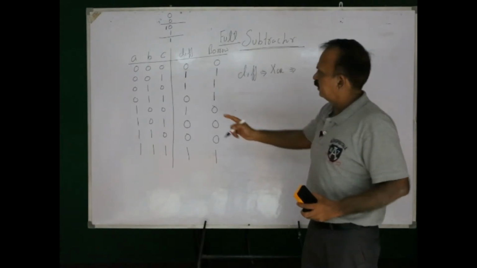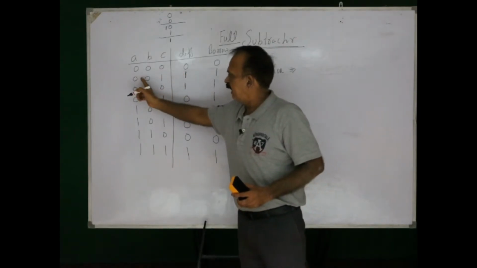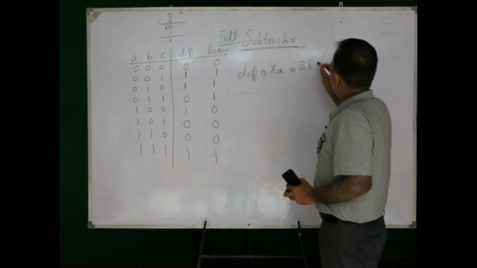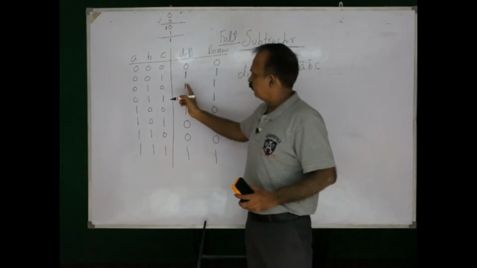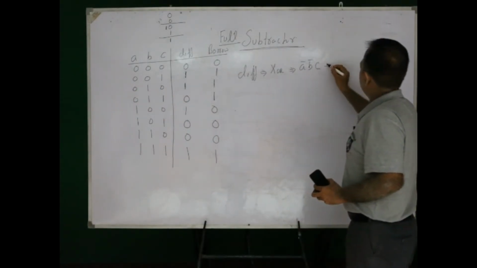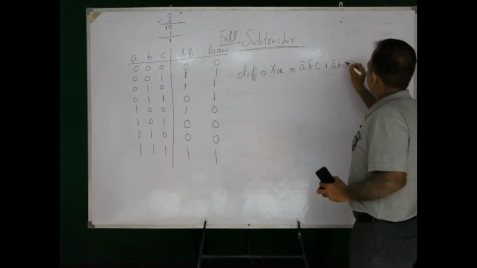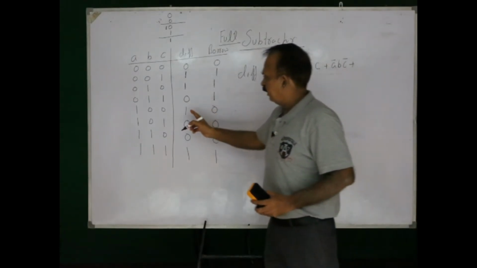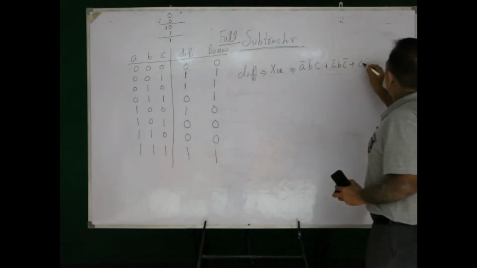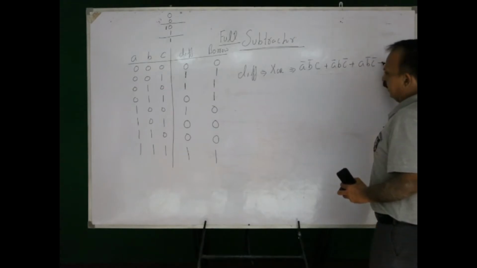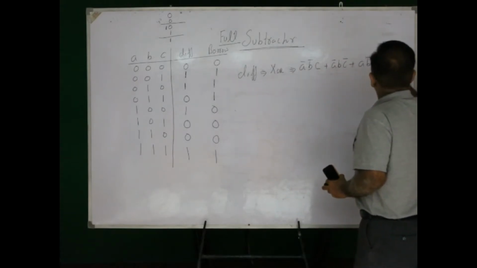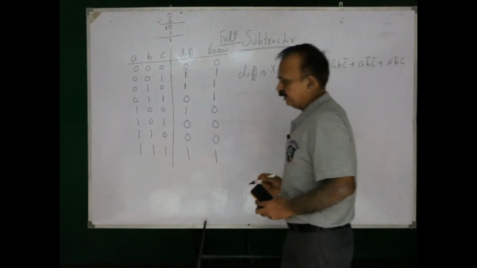If I write the expression, it will be A bar B bar C, the fundamental product A bar B bar and C. In this case it will be A bar B and C bar. The next one, this one, A B bar and C bar, and I hope the last entry is nothing but A B C. This entry is A B C.